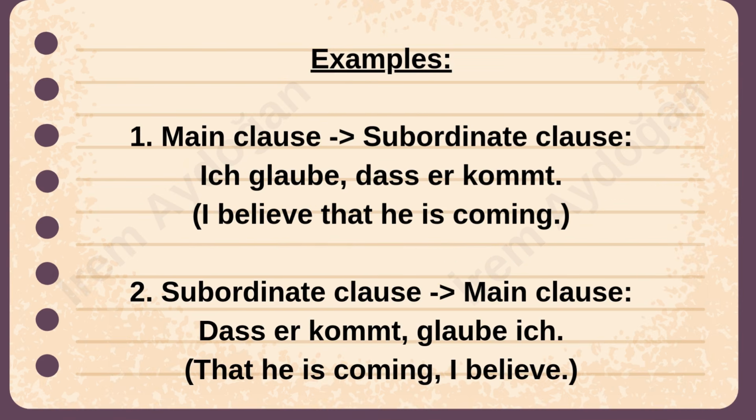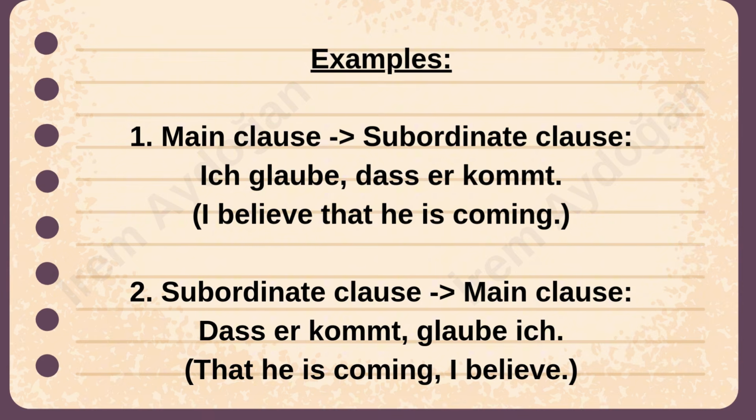Let's check with the example. The main clause: ich glaube. The subordinate clause: dass er kommt. I believe that he is coming. Just be careful, dass er kommt, that he is coming. The main clause is ich glaube, and of course I can use it at the beginning of the sentence. The subordinate clause dass er kommt, the main clause glaube ich. Just be careful when you use it at the beginning of the sentence. And it means that he is coming, I believe.